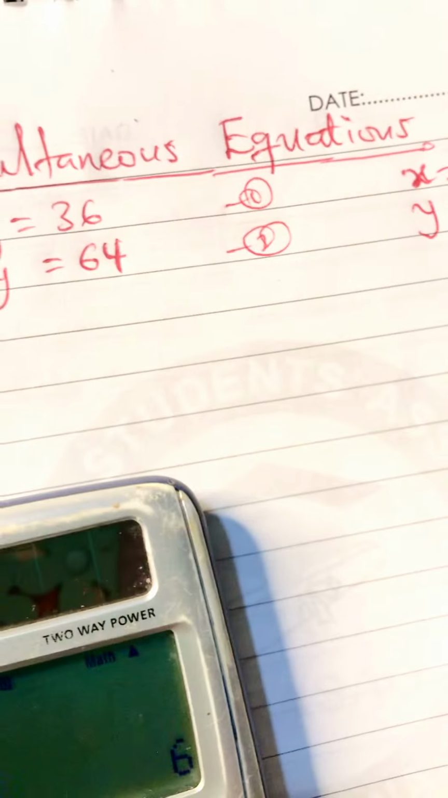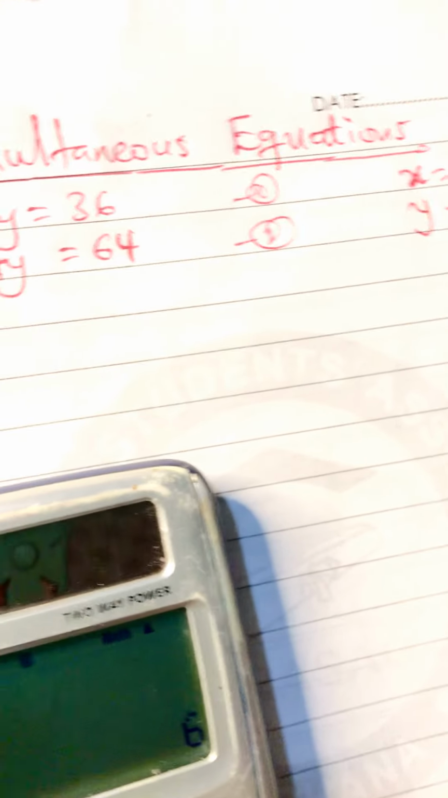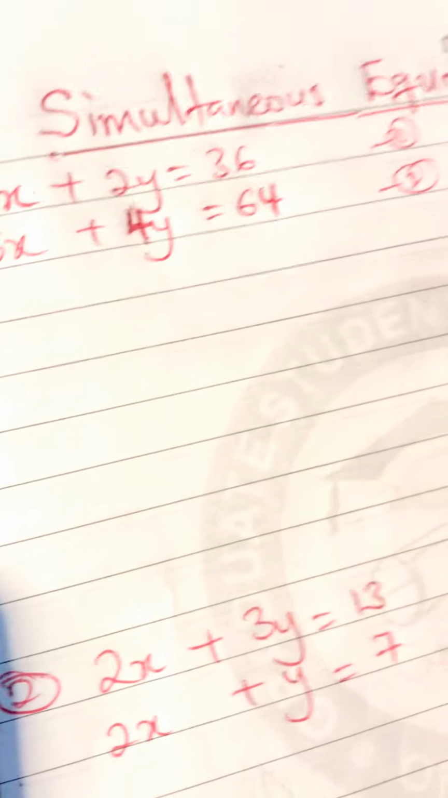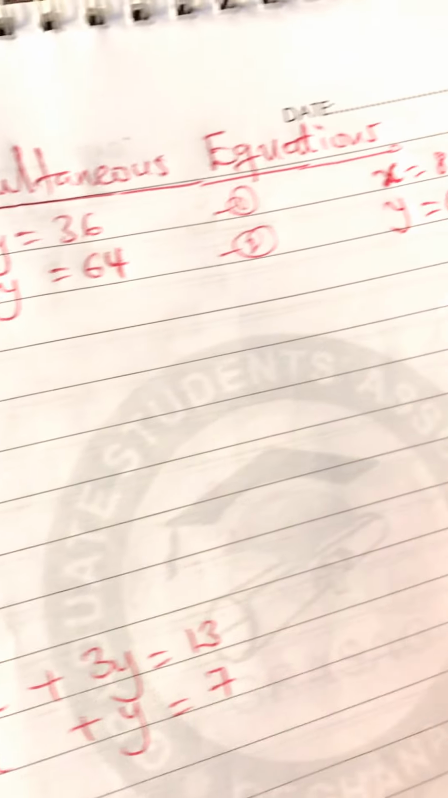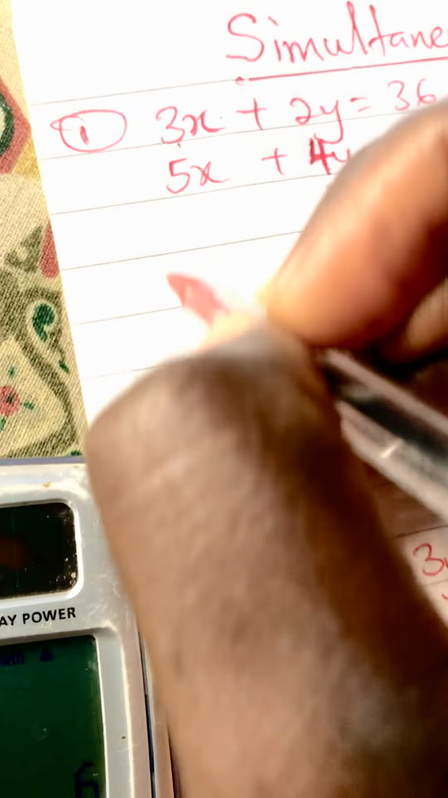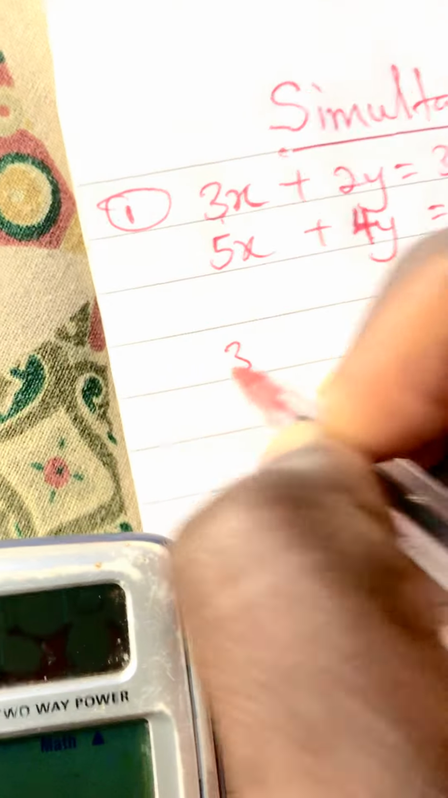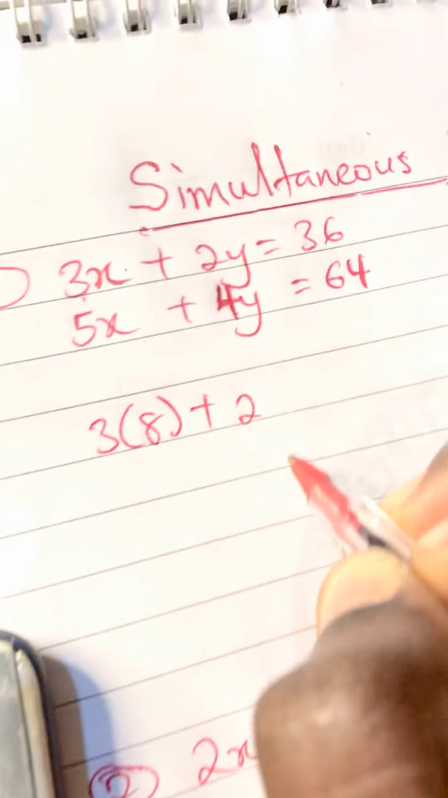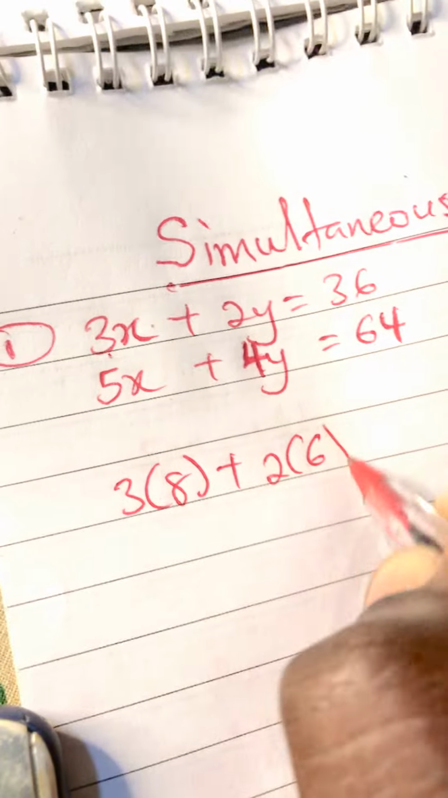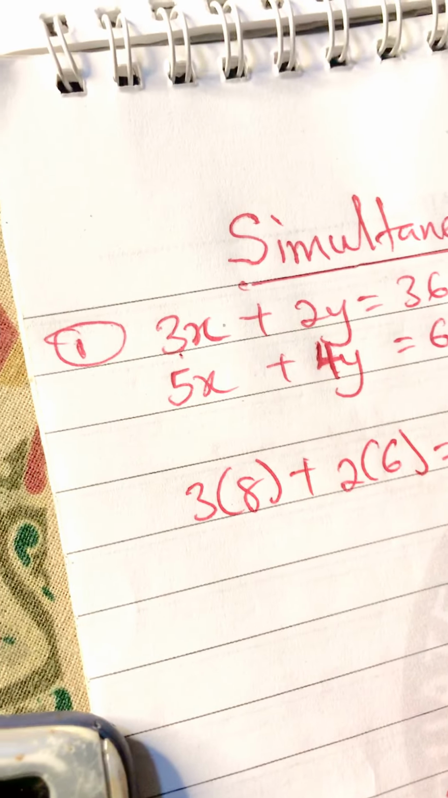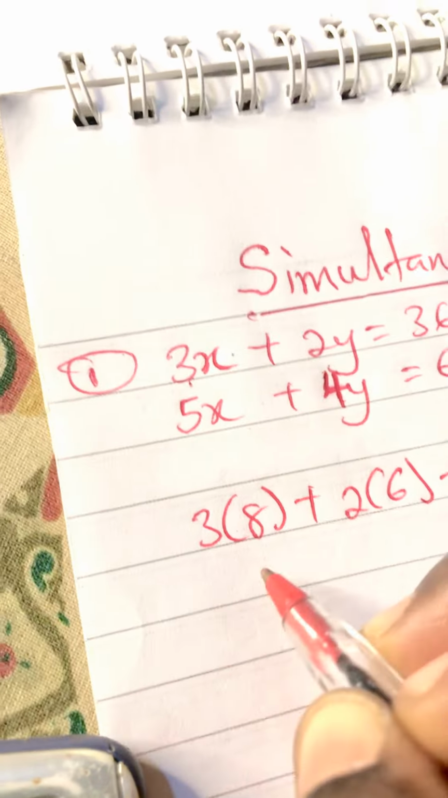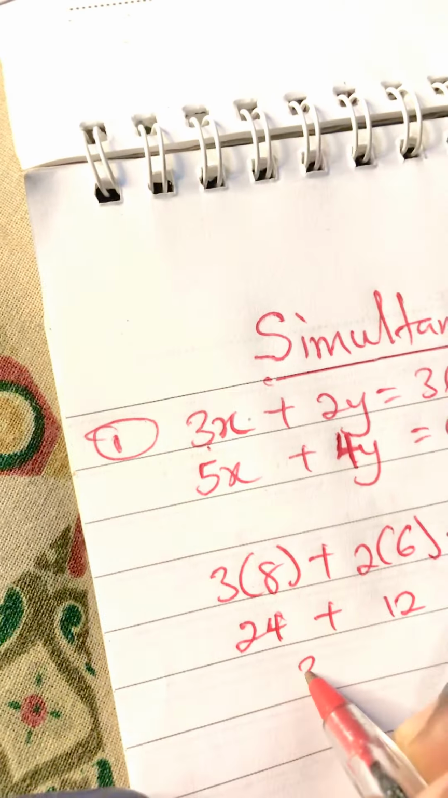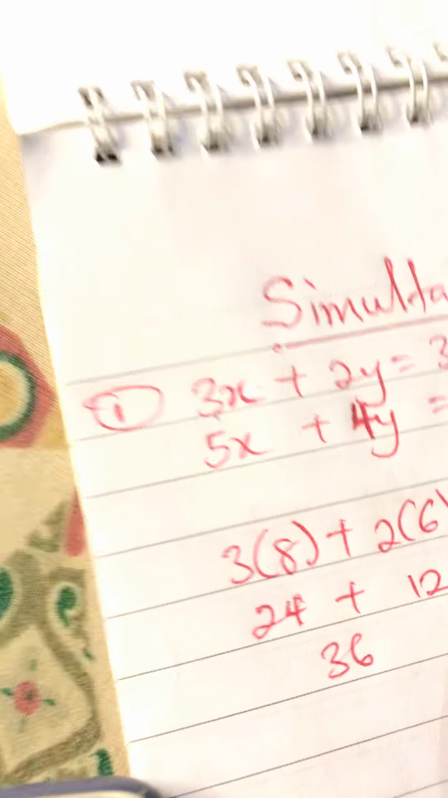How do we prove our answer, whether we are correct or wrong? We can now fix it back into the equation. So we had x to be 8 and y to be 6. So substituting this into the equation, we are getting 3 brackets 8 plus 2 brackets 6 equals 36. Let's see whether we are going to get the 36 here. This and this is giving us 24 plus 12. That is giving us 36. So we are correct for the first one.